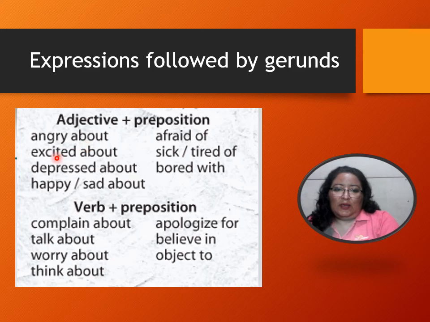Adjective plus preposition: angry about, excited about, depressed about, happy about, sad about, afraid of, sick of, tired of, bored with. Verb plus preposition: complain about, talk about, worry about, think about, apologize for, believe in, and object to.